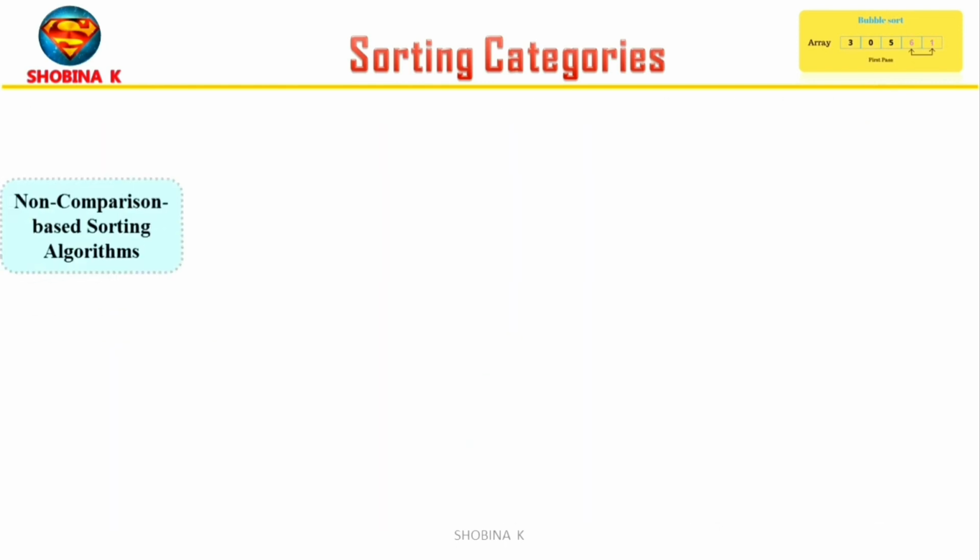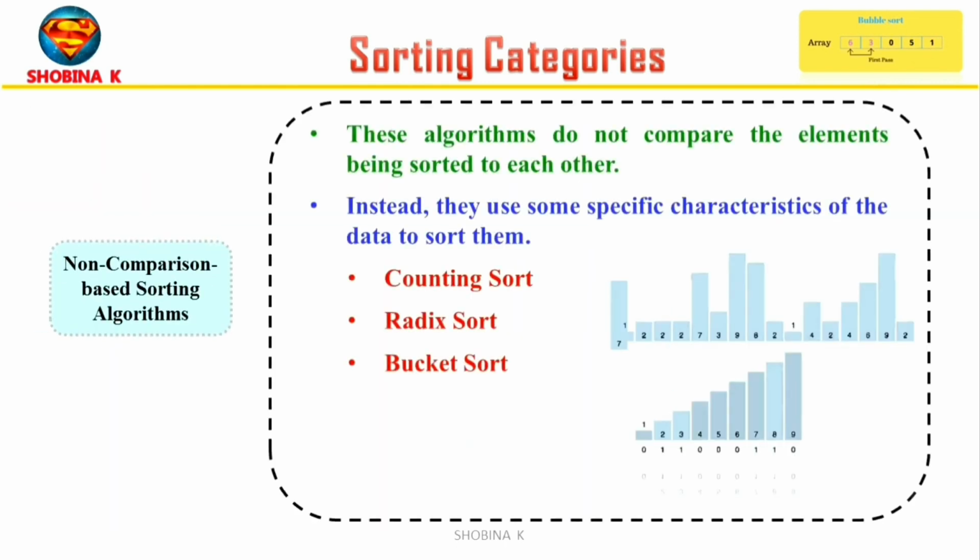Next, the non-comparison based sorting algorithms. These algorithms do not compare the elements being sorted to each other. Instead, they use some specific characteristics of data to sort them. Examples include counting sort, radix sort, and bucket sort.